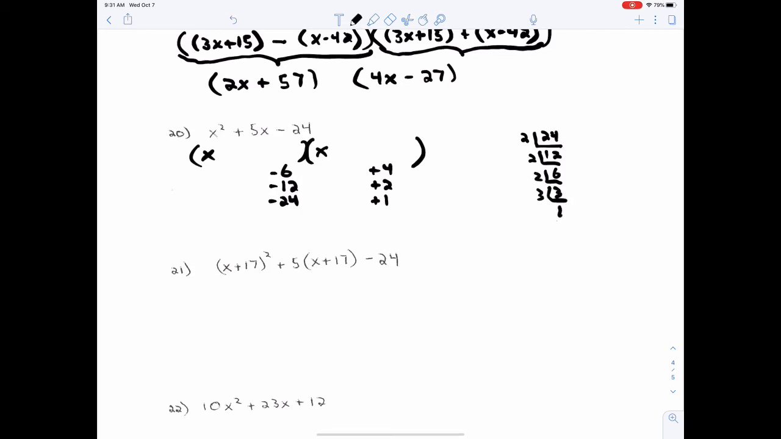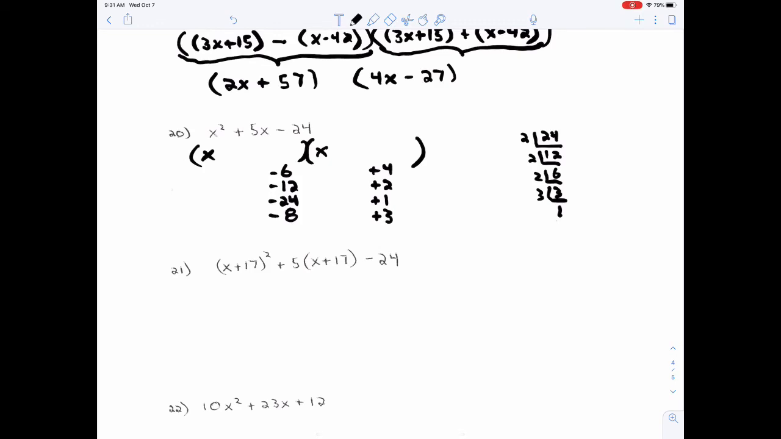Okay, so what we're going to do is try different combinations of 2, 2, 2, and 3. So I've already tried 4 times 6. I've already tried, oh, I haven't tried 8 times 3 yet. Okay, so let's go for -8 and +3. So I'm just trying different combinations of 2, 2, 2, and 3.